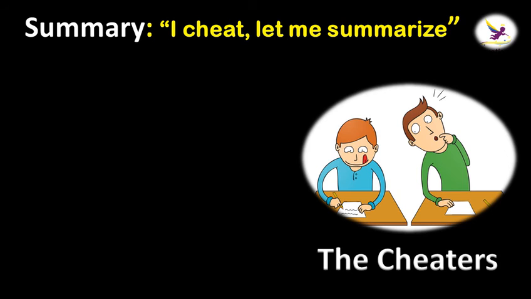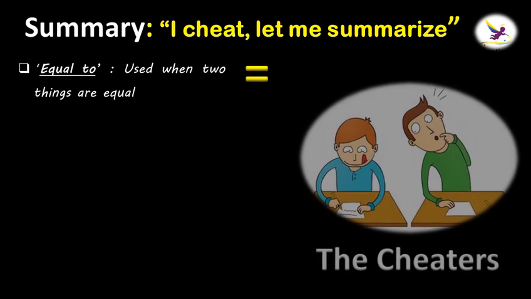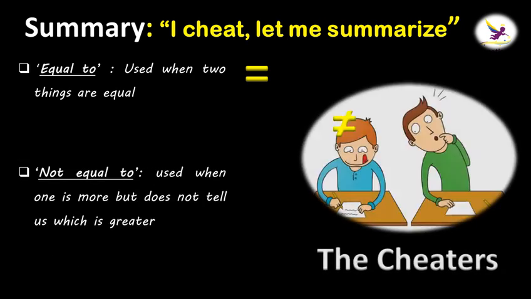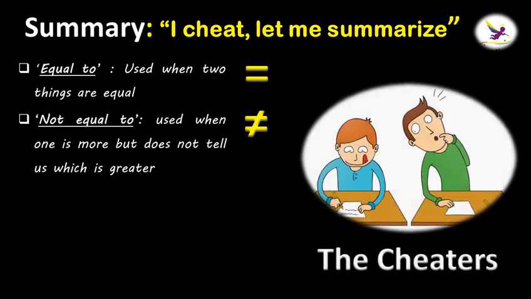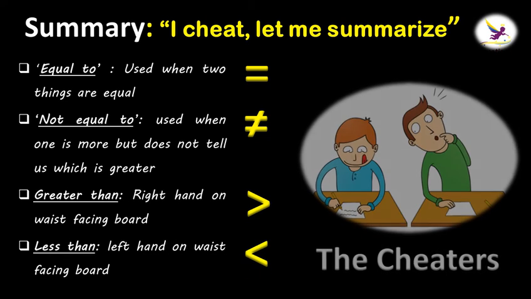That's great. Now, my two friends called the cheaters who like to cheat during exams are going to summarize this lesson for us. Use equal to when two things are equal. If they are not, use not equal to. Use greater than when one is greater than another, and less than when one is less than another.